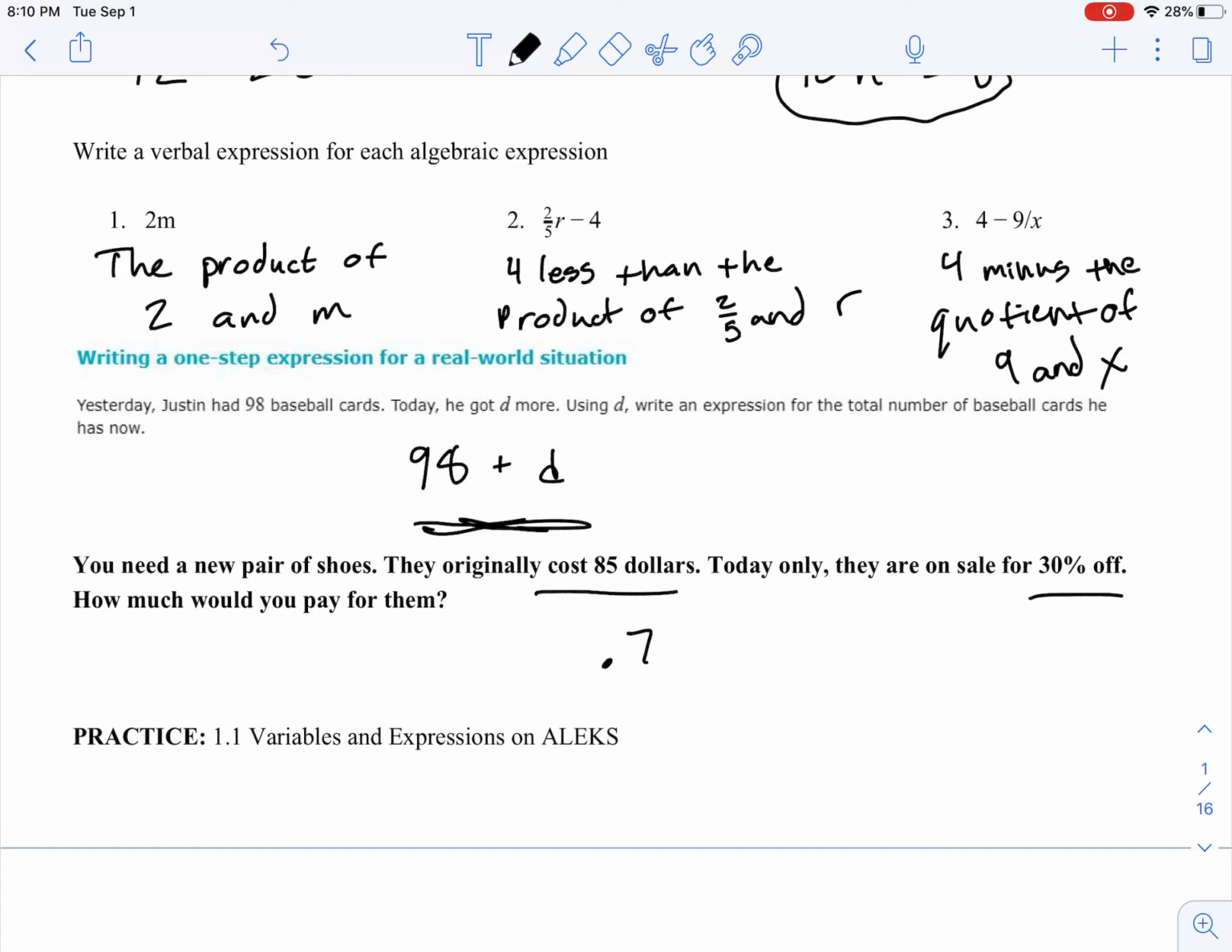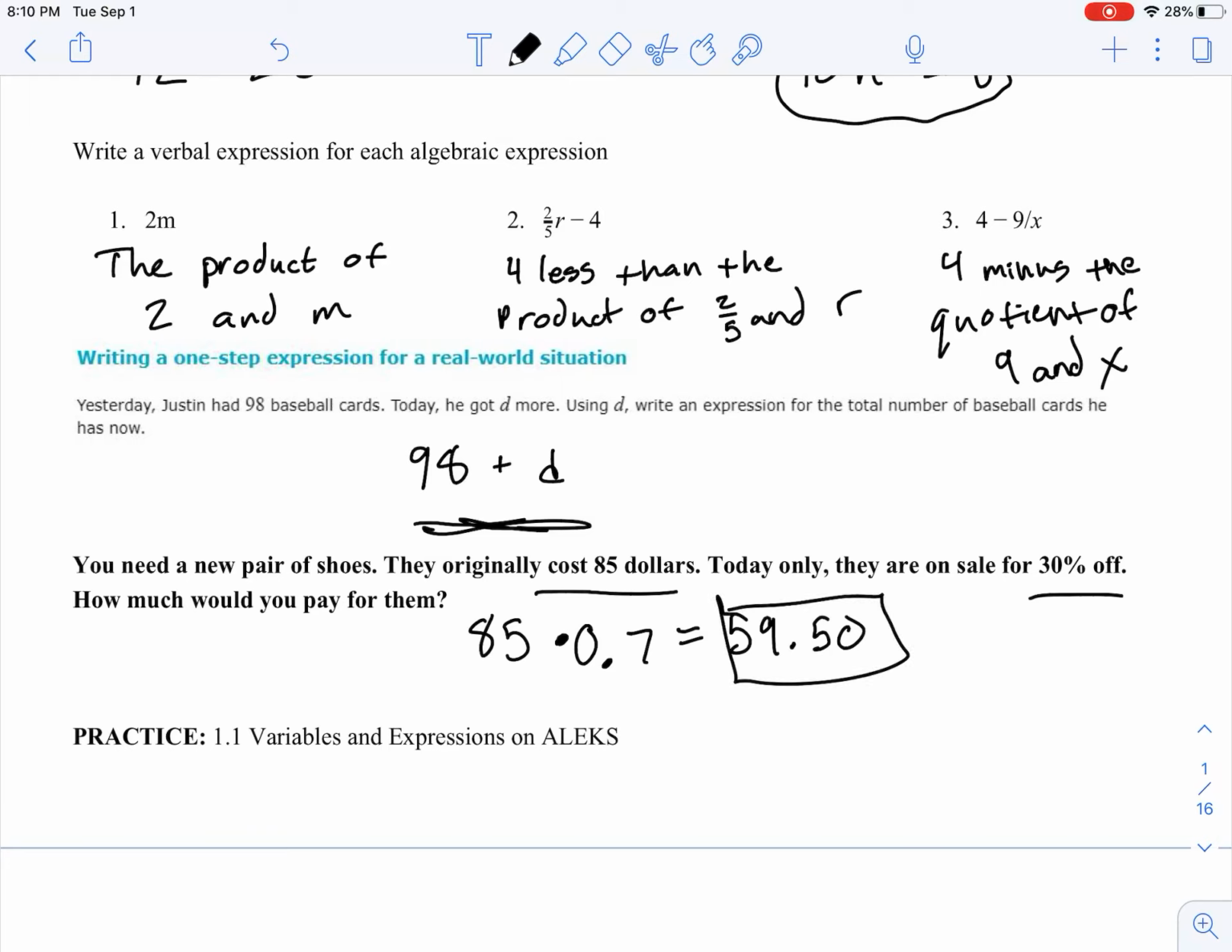70% as a decimal is 0.7. Then we're going to take our $85 and multiply them. I'm multiplying 85 times 0.7. That's going to equal, I think this is right, $59.50. You can check my math on that.